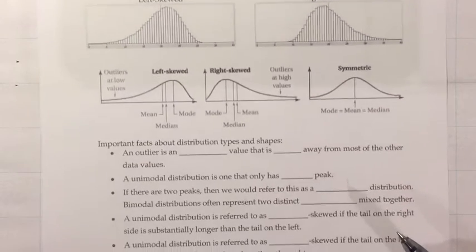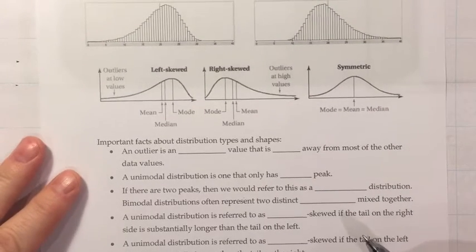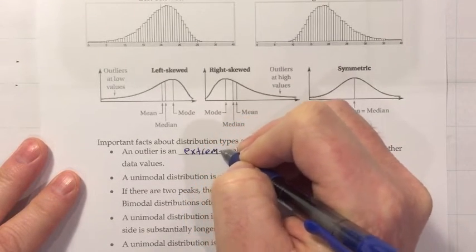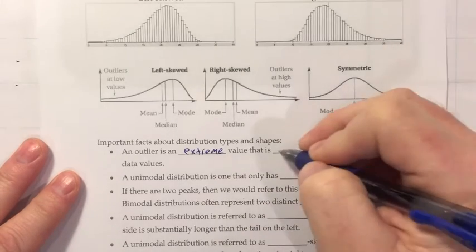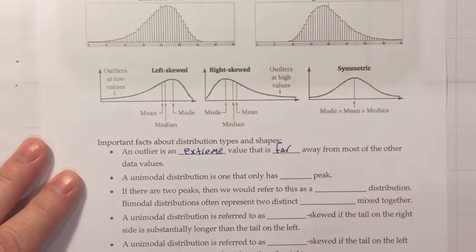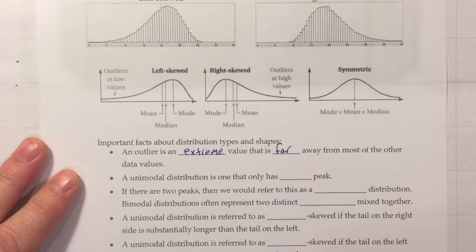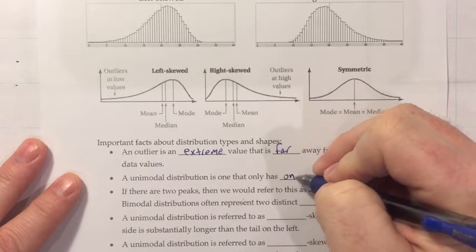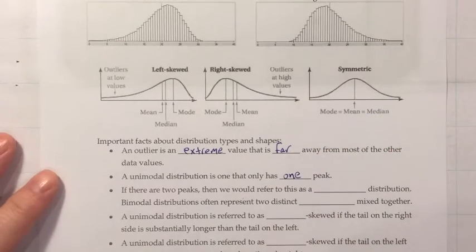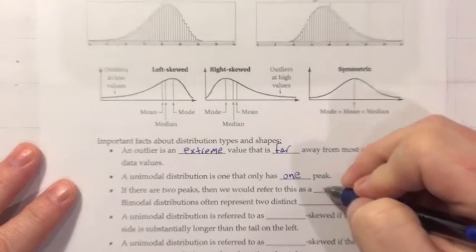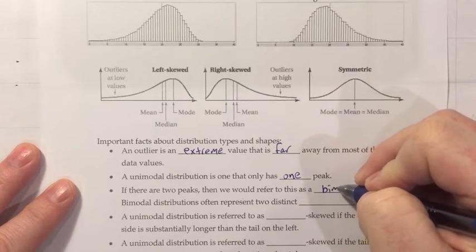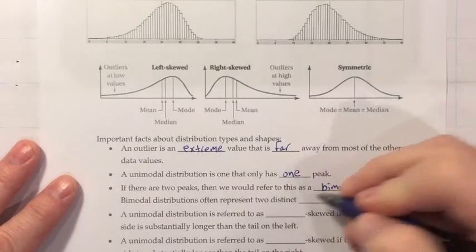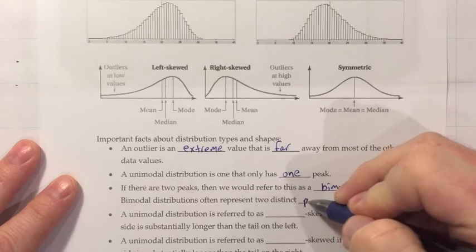So let's look at a few important facts about these distribution types. An outlier is an extreme value that is far away from most of the other data values and also far away from the peak typically. A unimodal distribution is one that has only one peak. If there are two peaks, then we would refer to this as a bimodal distribution. And bimodal distributions often represent two distinct populations mixed together.